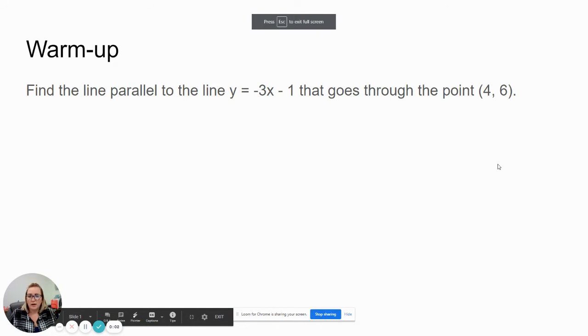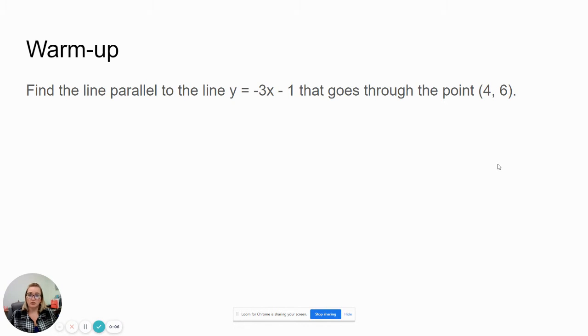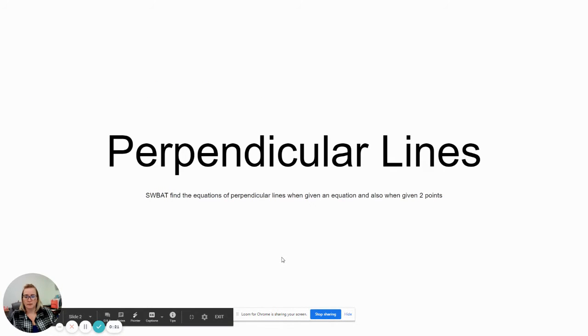All right, so we are going to start our next new concept, which is perpendicular lines. But before we do that, I'm going to have you practice parallel lines. So the warm up for today is to find the line that is parallel to y equals negative 3x minus 1 and goes through the point 4, 6. All right, so hopefully you guys got y equals negative 3x plus 18 for that parallel line.